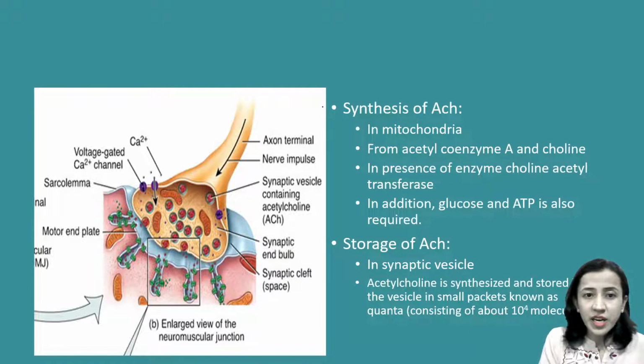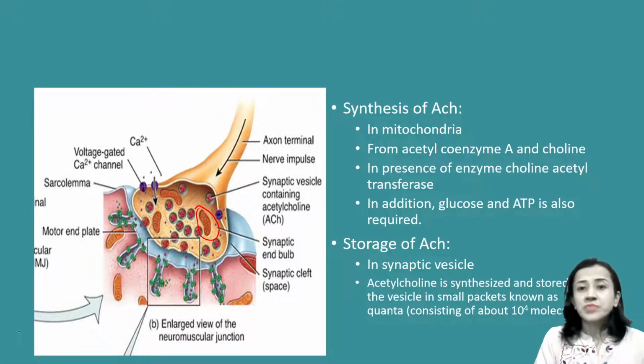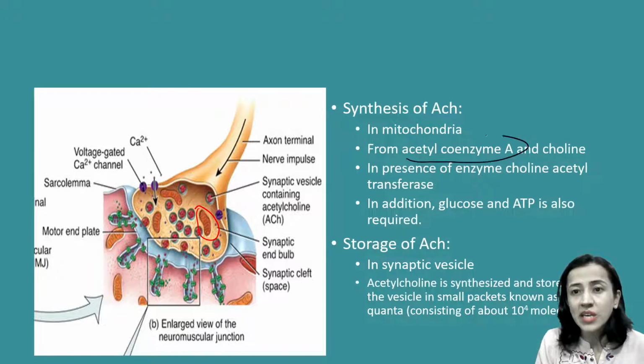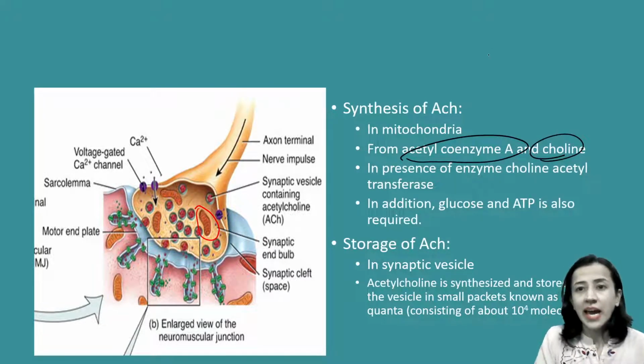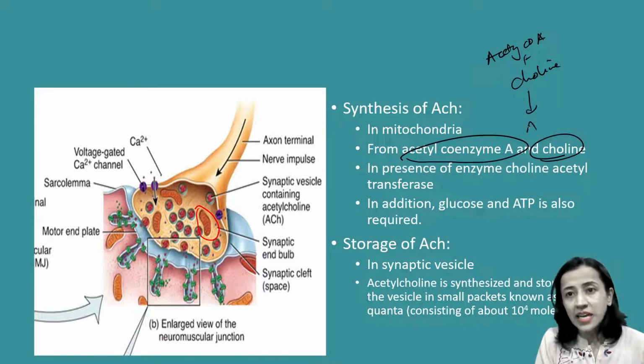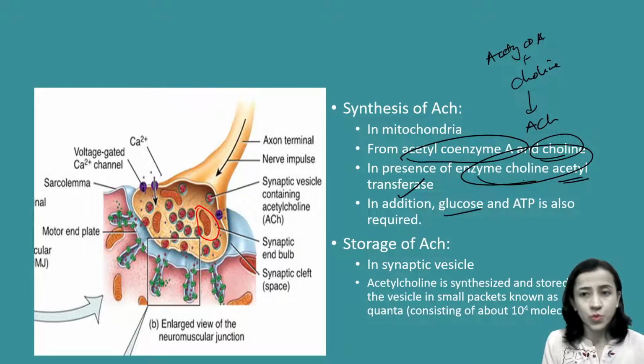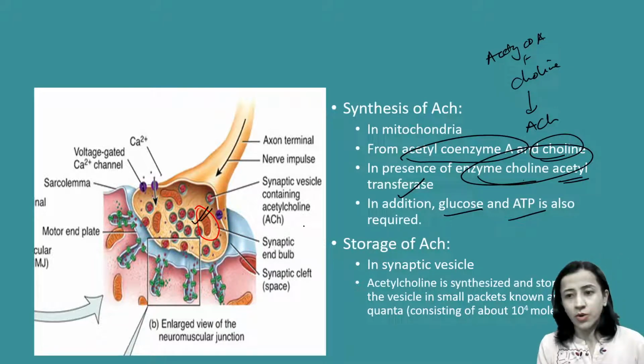In the mitochondria, this is the mitochondria. In the mitochondria, these are synthesized from acetyl coenzyme A and choline. Acetyl coenzyme A plus choline form acetylcholine. The enzyme required is written here, that is choline acetyltransferase. Along with that, we require glucose and ATP for the synthesis of acetylcholine from mitochondria.